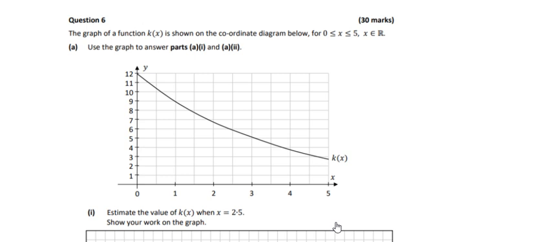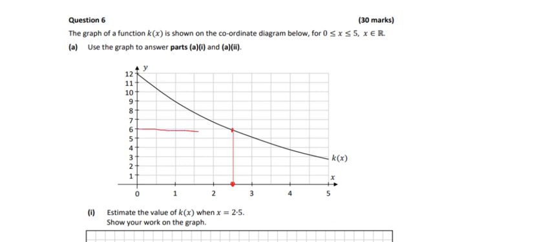Question 6. The first thing we need to do is estimate the value of k of x when x is equal to 2.5. Our x values are along the bottom, so 2.5 is there. Then if I just go up to the graph, it's about there. It's about 6 exactly, might be a tiny bit below 6, but that's just going to be our answer.